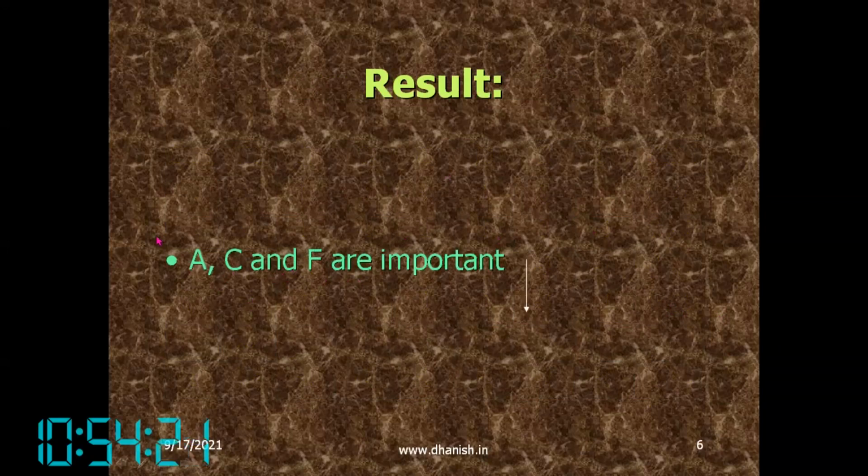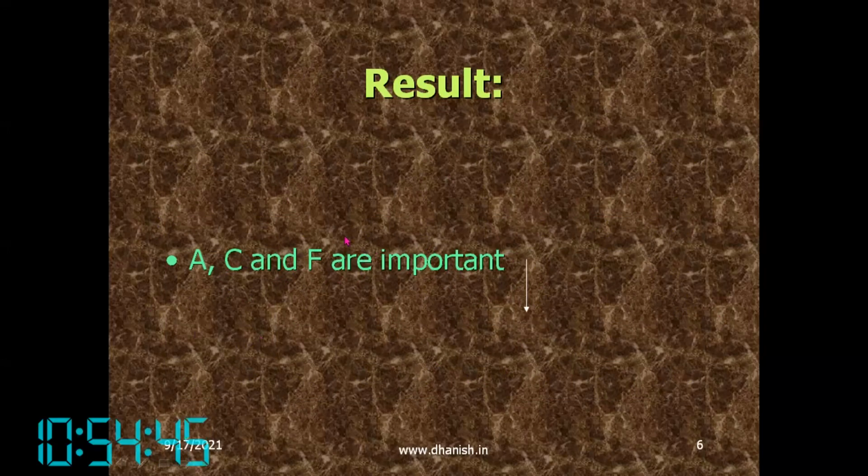So in this experiment, we got the result that A, C, and F are important. So B, D, E are not that important. We can't say that they won't have any effect, but they are not that important. So we are not interested in getting a 100% exact solution, because of experimental variability, we'll never get a 100% correct result. So if you can get 80%, 90%, it is good enough.